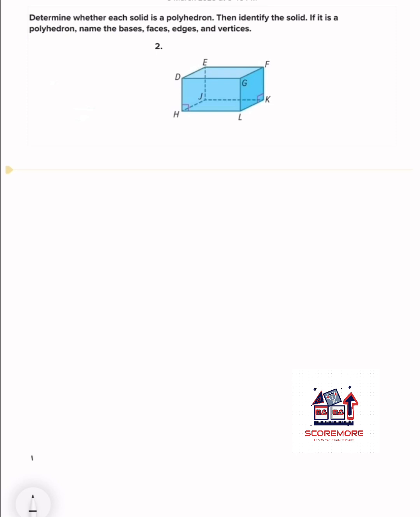Second question, it looks the same, just the figures or the diagrams are different. So here we have a smooth surface, so it is a polyhedron. The bases are rectangles, like we're seeing in this figure, and the faces also are rectangles. So we call it a rectangular prism.